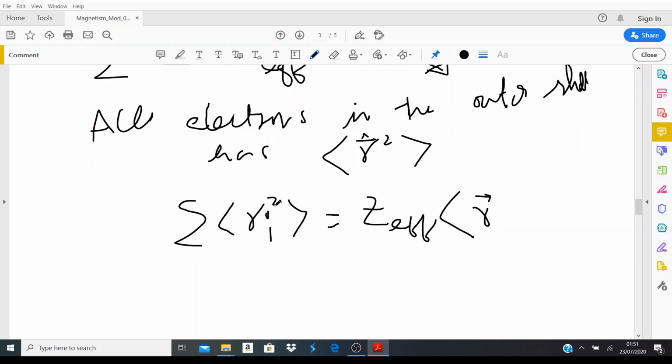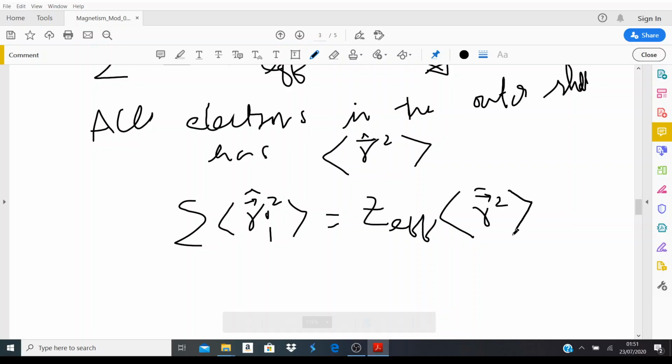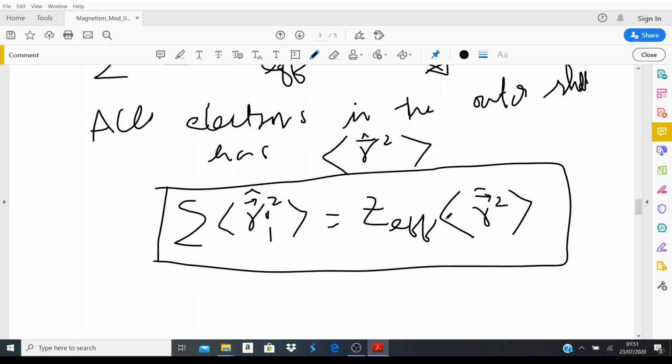And just be more pedantic and put in all the symbols, but you will not see these things in the books because they assume you understand already. So this is our assumption, right? Every electron in the outermost shell has roughly a size of this. And then we have Z_eff number of electrons, the total size, which is this one. You're summing over all the sizes of the electrons.